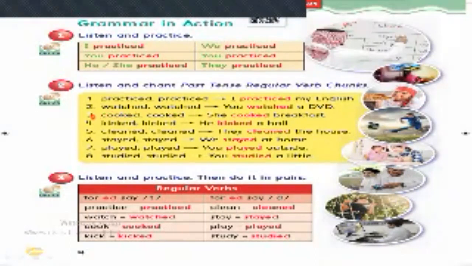Okay, so I have here number 3, cook it, cook it. She cooked breakfast. Okay, and here we have cleaned, cleaned. They cleaned the house. Okay, so here we have studied, studied. We studied at home. Okay, played, played. You played outside. Okay, so studied, studied. You studied a little.